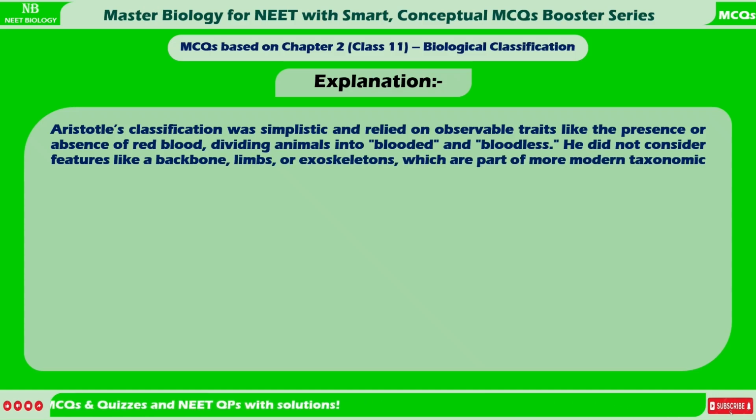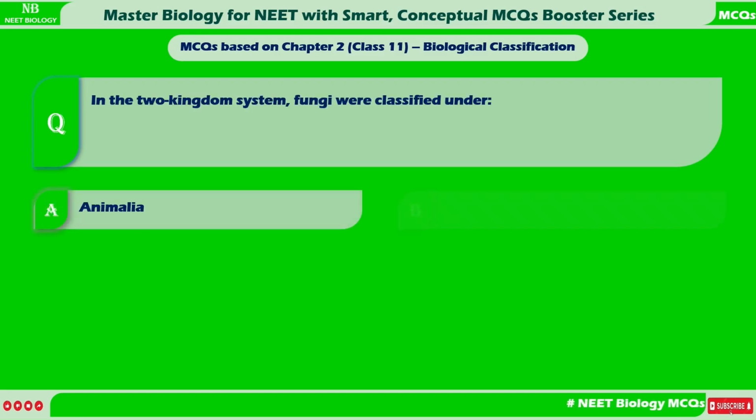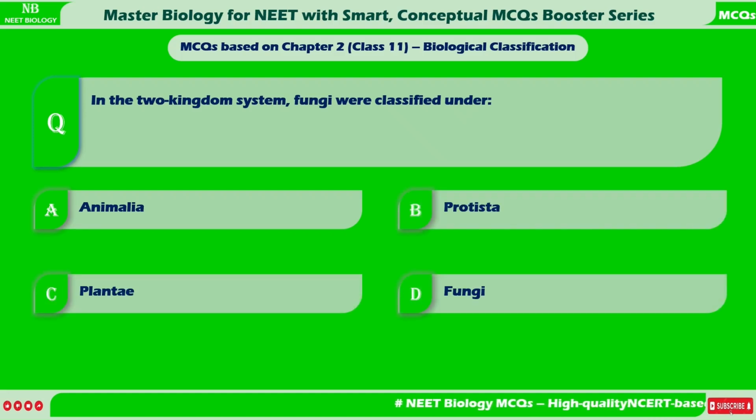modern taxonomic systems. In the two-kingdom system, fungi were classified under A. Animalia. B. Protista. C. Plantae. D. Fungi.